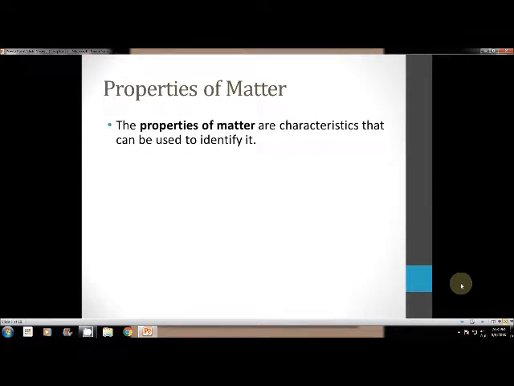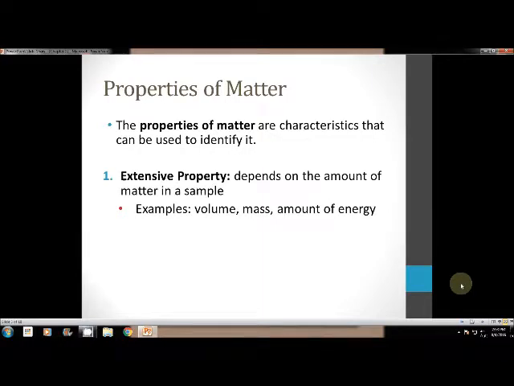Some properties of matter. The properties of matter are characteristics that we can use to identify that type of matter. The first property is the extensive property. This depends on the amount of the matter in the sample, so the sample size. Some examples would be the volume of the sample, the mass, or the amount of energy. Remember, when you have to fill in examples, pick a couple to write down. You don't need to write them all, okay?